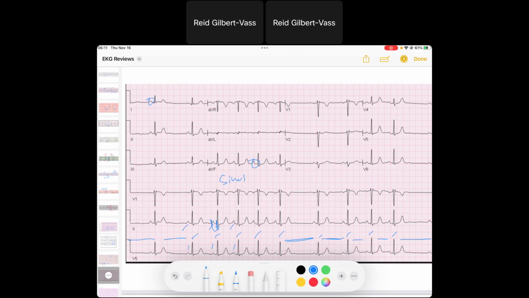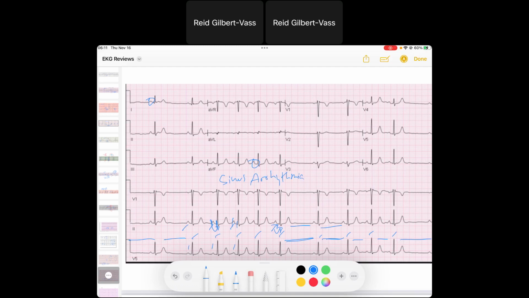And so we don't have AV block. If you look at these pauses, we've got a P wave to a QRS, and then we have no atrial activity. So this is actually just sinus arrhythmia in a person who's young and healthy.